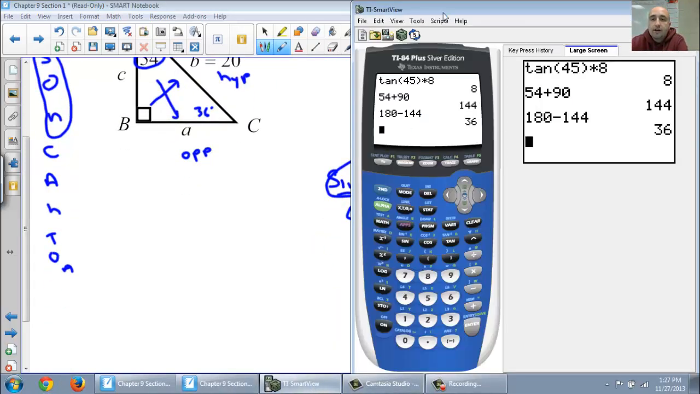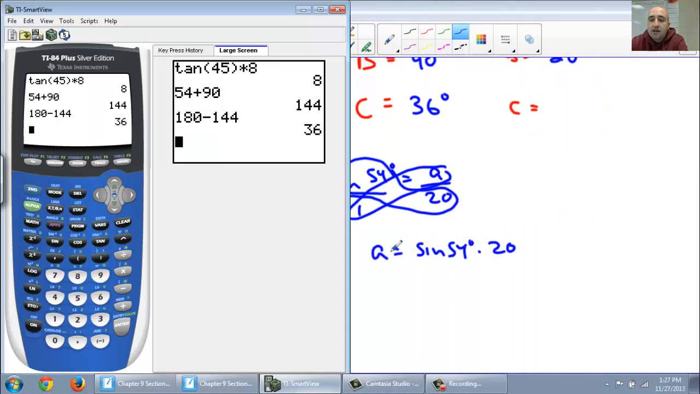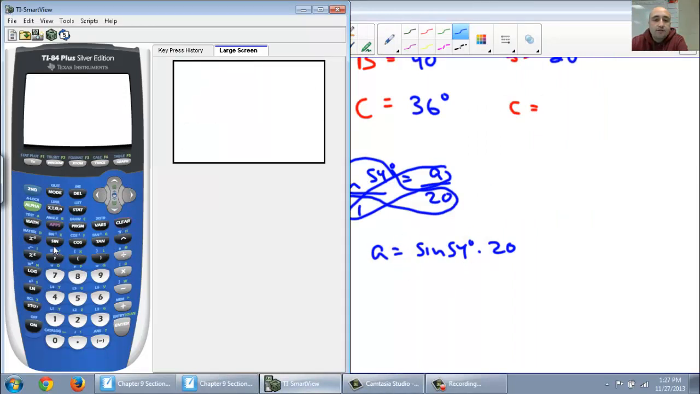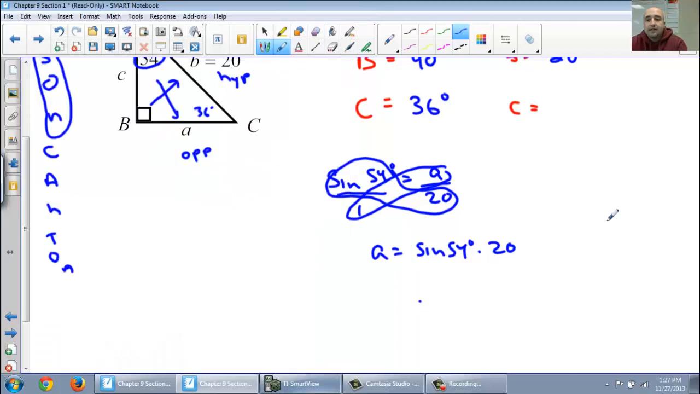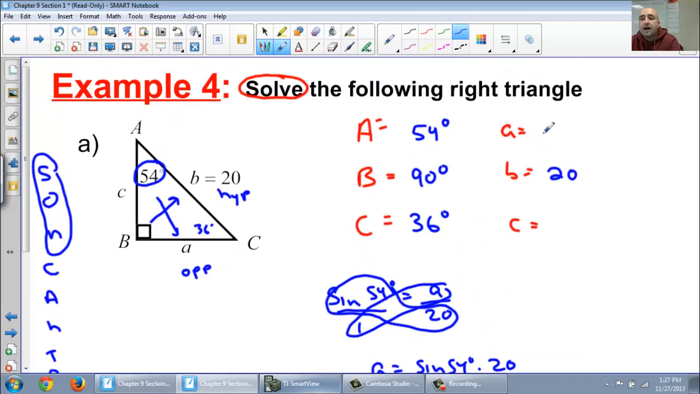Now we just have to go to our calculator and type in sine of 54 degrees, close your parentheses, times 20, and that will give you your missing side. So our missing side is 16.18. So A equals 16.18. You go back up to the top, 16.18. 20 and 16 seem pretty reasonable.